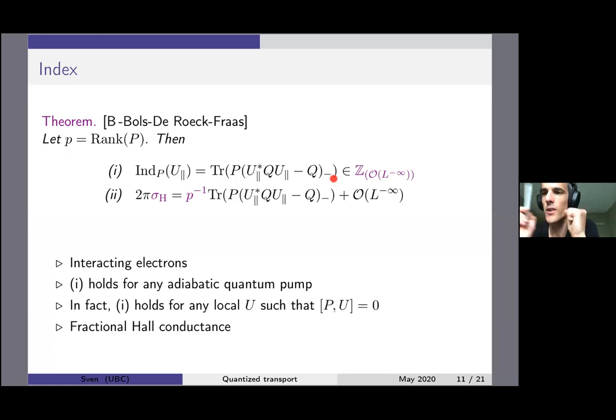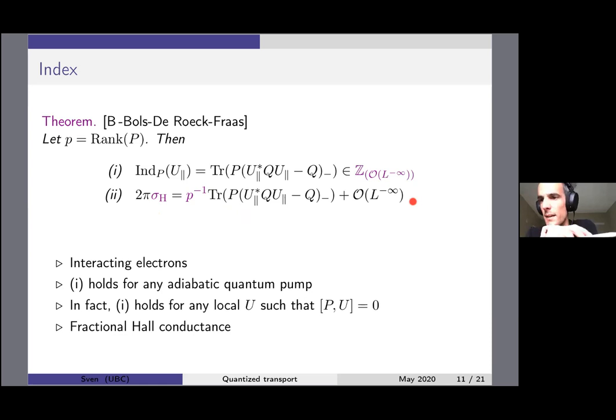That's this symbol here. It means it's an integer up to errors that decay faster than any inverse power in the size of the system. L is the size of the system, right? So that's one first thing. And if you want an independent thing, and that has to do with a very specific setting I had here, you normalize this properly. Because capital P has rank little p, you normalize this trace, then in fact, this object is exactly the quantum Hall conductance, again, up to 2 pi, right? And again, all of this is up to the same type of errors in the volume.